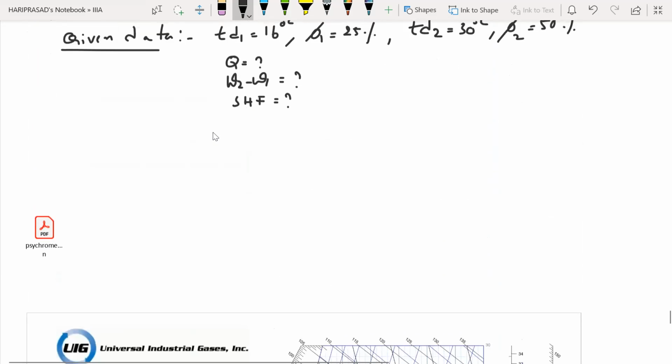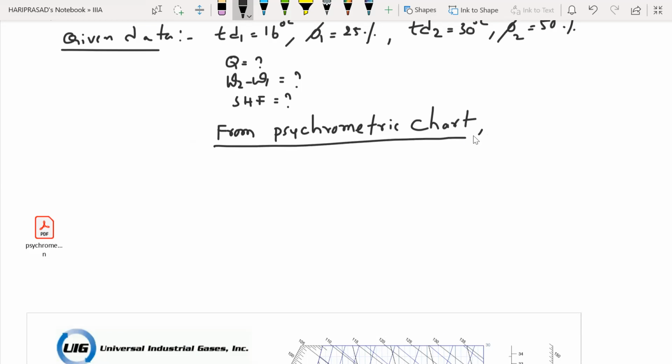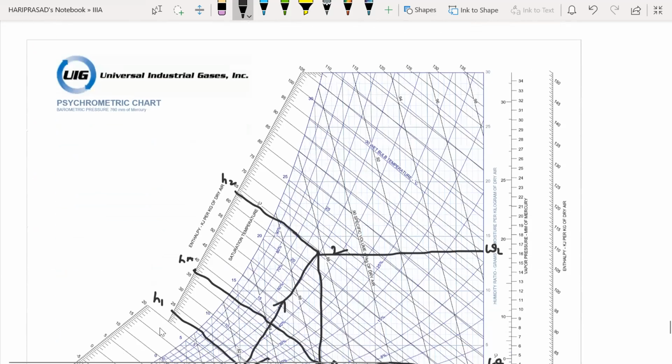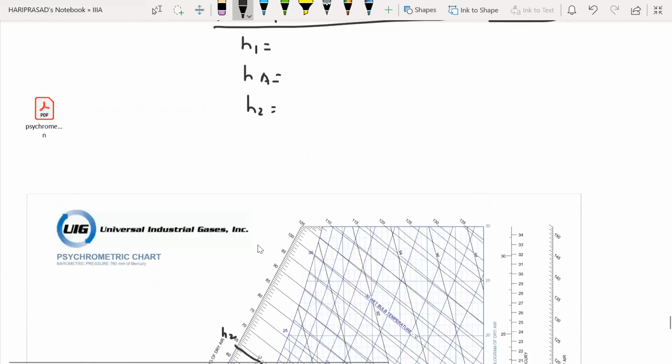So now, from measurements from the psychrometric chart, we have H1, HA, and H2. You go to the psychrometric chart here, and the H1 value will be around 23.